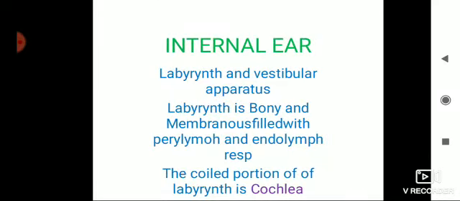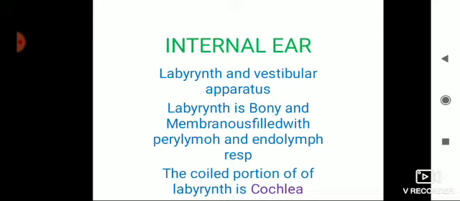Internal ear. Now internal ear consists of the labyrinth and vestibular apparatus. So external ear consists of the pinna, auditory canal and eardrum. Middle ear consists of the ear ossicles and eustachian tube. Now internal ear consists of the labyrinth and vestibular apparatus.